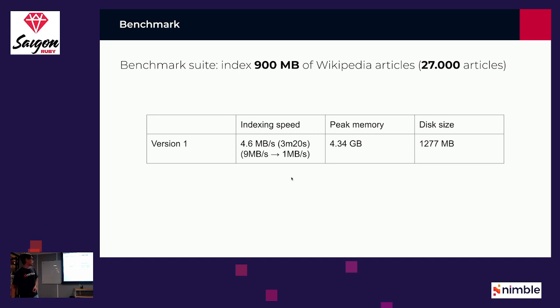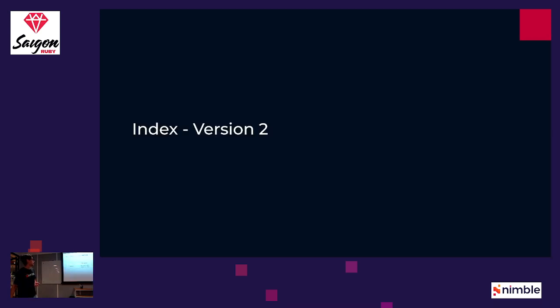Also, see here, the performance decreases over time, because as the term dictionary gets bigger and bigger, the persisting takes longer. In the end, I couldn't index any document, because the persisting takes out a lot of resources. Okay, does it make sense? Okay, let's try and improve it. Version 2.